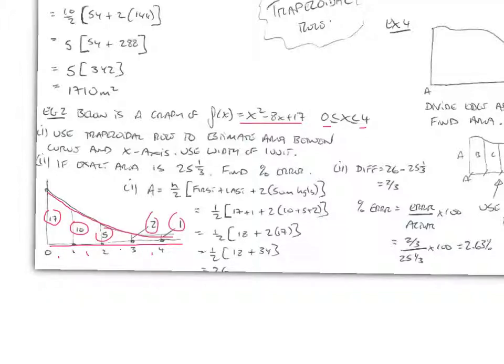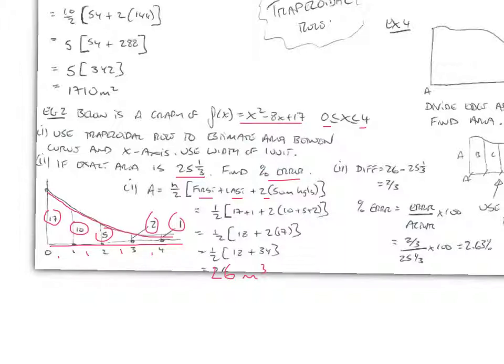So we plug those all into the formula: h over 2, first height, last height, 2 times the sum of the heights in between, and our answer is equal to 26. We can't see it here, but it's equal to 26. And the second part says, if the exact area is really 25 1/3, because the trapezoidal rule is an approximation, find the percentage error.